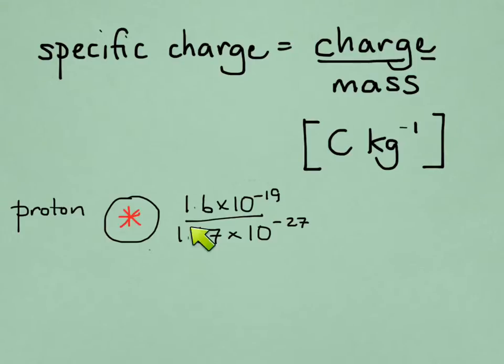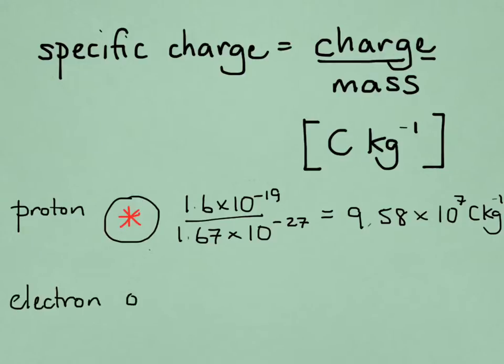Charge is the charge on a proton, 1.6 times 10 to the minus 19 coulombs, same as an electron, but positive. And if you look up the mass of a proton in the formula sheet, it's 1.67 times 10 to the minus 27 kilograms. Once you've got that, all you've got to do is put that into your calculator, and the answer is 9.58 times 10 to the 7 coulombs per kilogram.